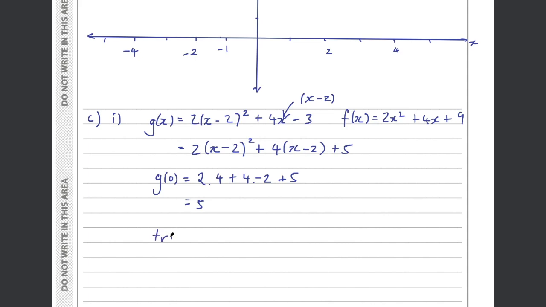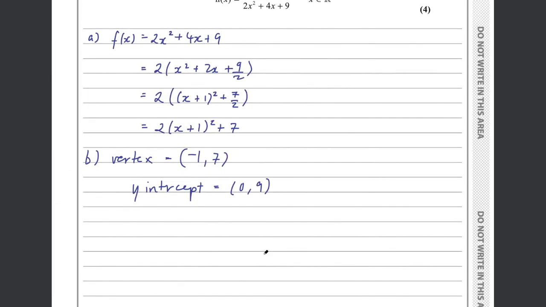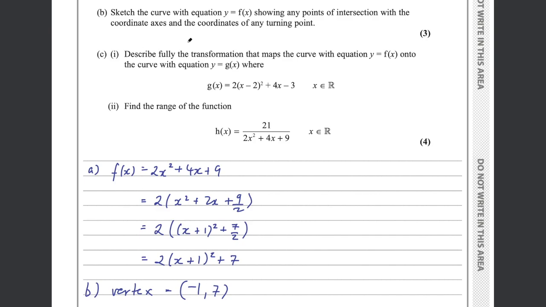So in total, we have a translation of (2, -4). So it's gone from a y-intercept of 9 to 5. So that's a translation down 4 units. And there's been no other transformation of the graph because these coefficients are still the same. We still have 2 times (x take 2) squared plus 4. Okay, so the only transformation that we've done is a translation. So there's a little bit of a trick there for part C1.